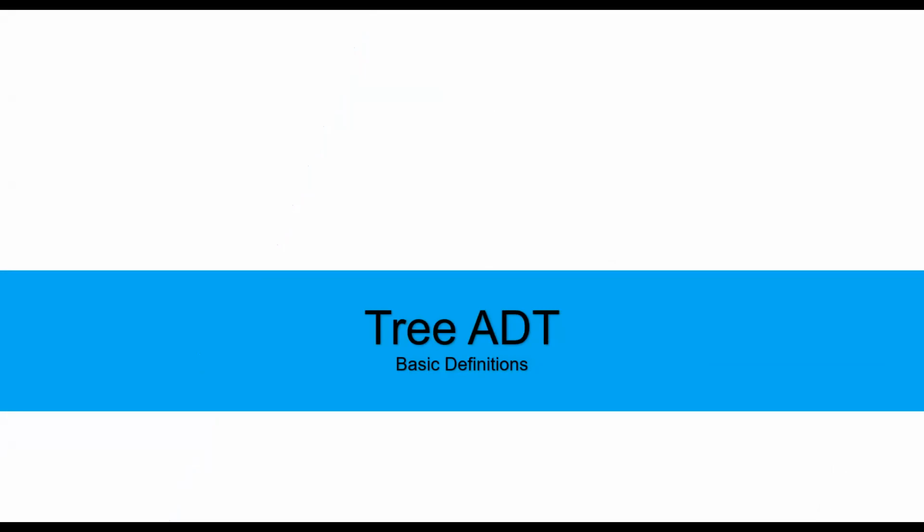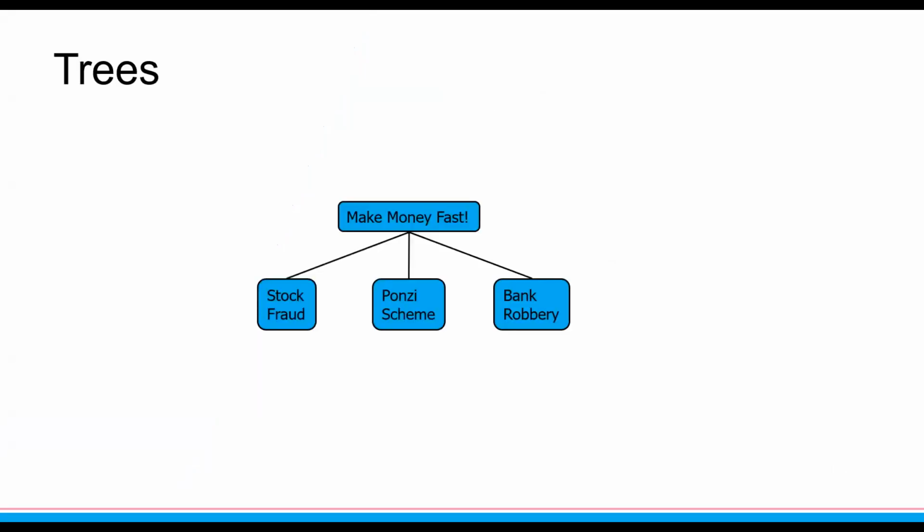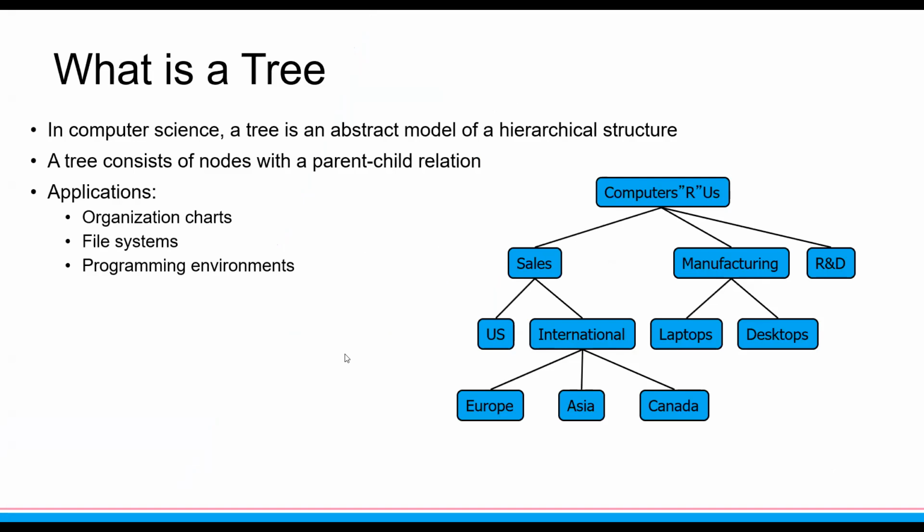Tree ADT. ADT, as you know, is the abstract data type. Okay? So this is one example of a tree. But what is a tree in computer science? You know the tree in nature. But in computer science, a tree is an abstract model of a hierarchical structure.